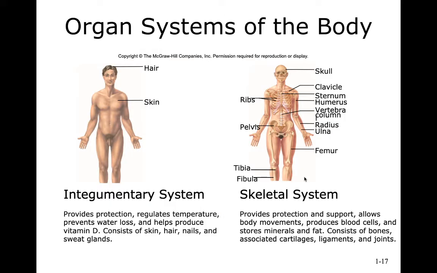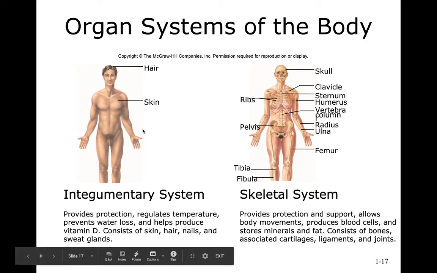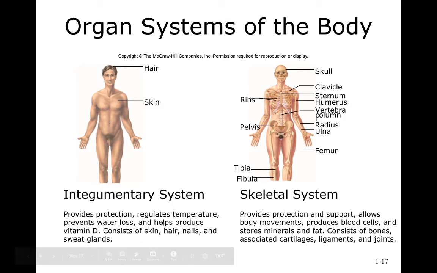We have about 11 organ systems in our body. The integumentary system, if you remember from last year, is the skin. Again, you need to be familiar with some of the parts of these different systems as well as what their functions are. So again, different parts of the integumentary system and what the integumentary system does for you, such as regulating temperature, helping to produce vitamin D, preventing water loss, protecting you from pathogens getting in, and things like that.